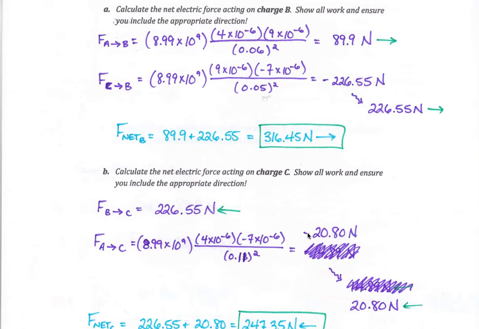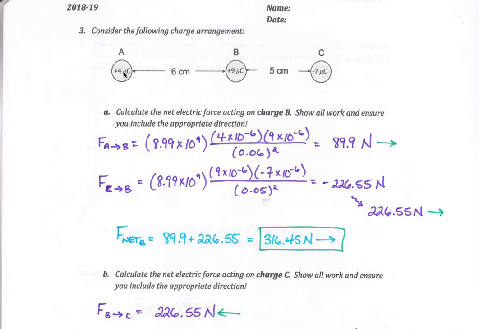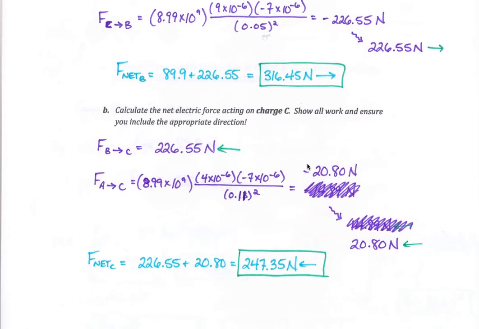The negative means it's attractive. So if A is on the left and C is over here, that means A will attract C leftward. So I erase the negative and I replace it with a leftward pointing arrow. If I have two leftward directed forces, they're going in the same direction, so I add them. And the final answer would be 247.35 newtons directed to the left.